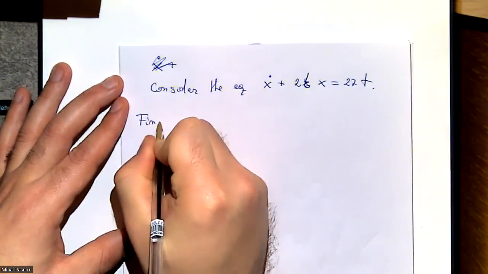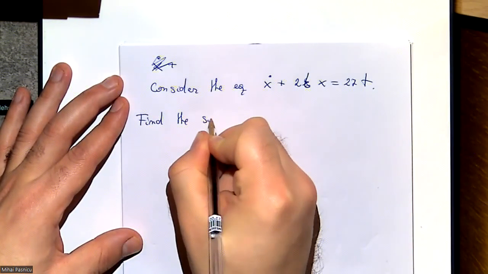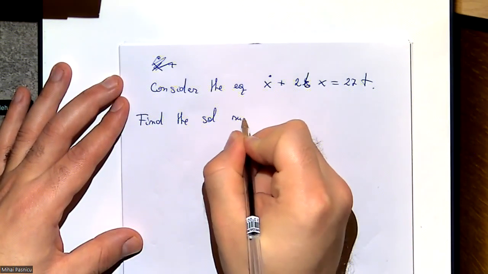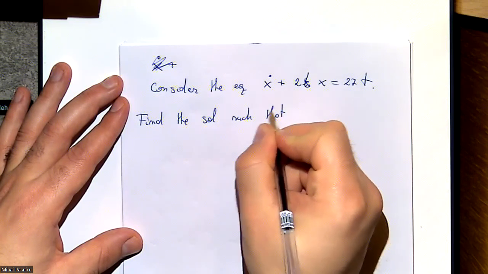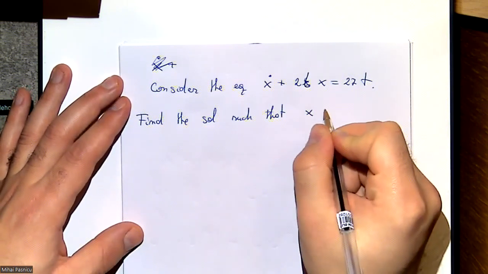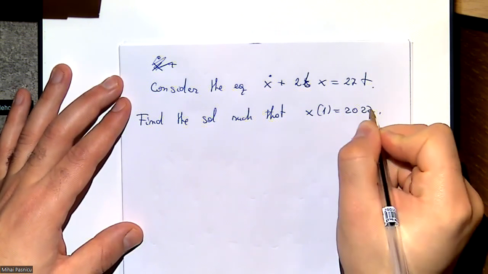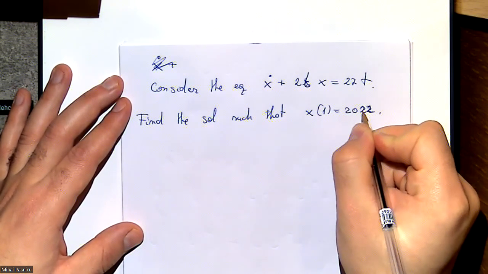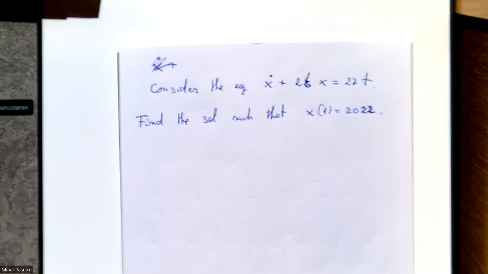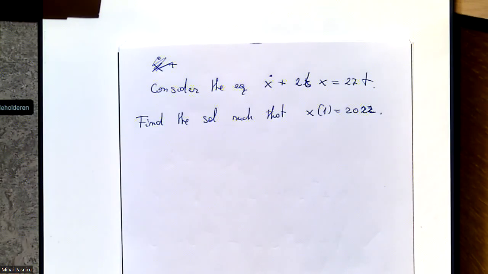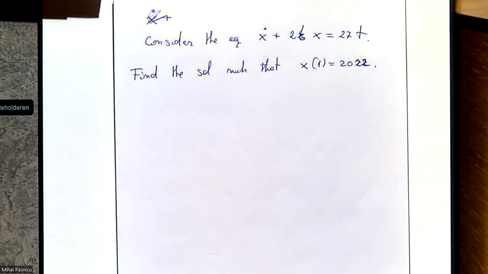Consider the equation. Find the solution such that x of 1 is equal to 2022. Okay. How would we attack such a problem? The first thing that we need to do is identify our A of t and B of t.